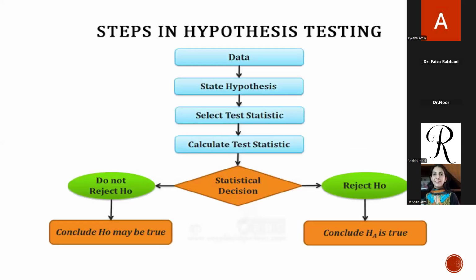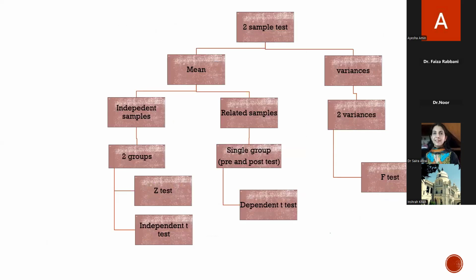So this is the repetition of what we have already discussed in the previous presentation. The major steps for hypothesis testing: first you have data. So you state the hypothesis and select the proper test statistic. You calculate the test statistic and you arrive at the decision. At the statistical decision, you make your final decision to either not reject the null hypothesis, and you conclude that the null hypothesis is true. And when you reject the null hypothesis, you conclude that the alternative hypothesis is true.